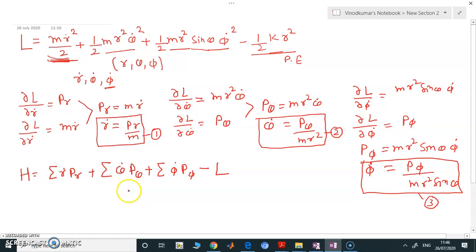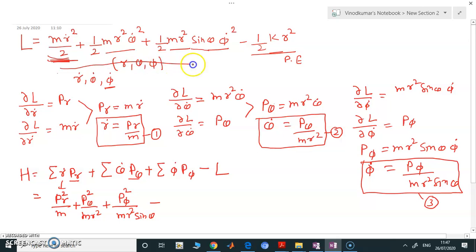If we put the values of r dot, theta dot and phi dot in this equation, what do we get? r dot we calculated as P r by m, and P r is already there, so this is P r squared by m, plus theta dot is p theta upon m r square, and p theta is already there, so this is p theta square upon m r square, plus phi dot is p phi upon m r square sine square theta, and p phi is there, so this will be p phi square upon m r square sine square theta, minus L, the Lagrangian. This one we have to put there.